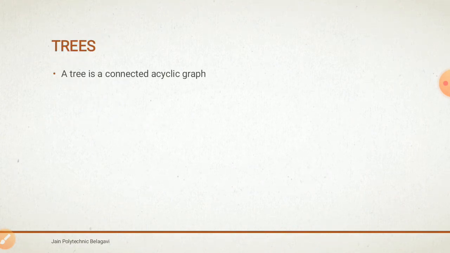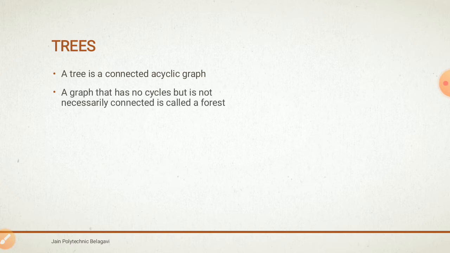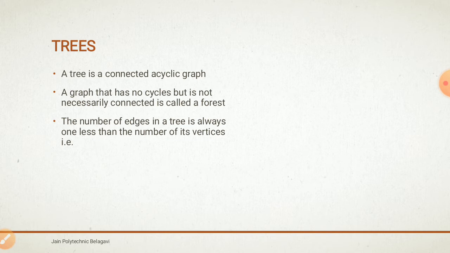A tree is a connected acyclic graph. That is, a graph that has no cycles but is not necessarily connected is called a forest. A tree is nothing but a connected acyclic graph, and a graph that has no cycles but is not necessarily connected is called a forest. The number of edges in a tree is always one less than the number of its vertices. That is, E equals V minus 1.